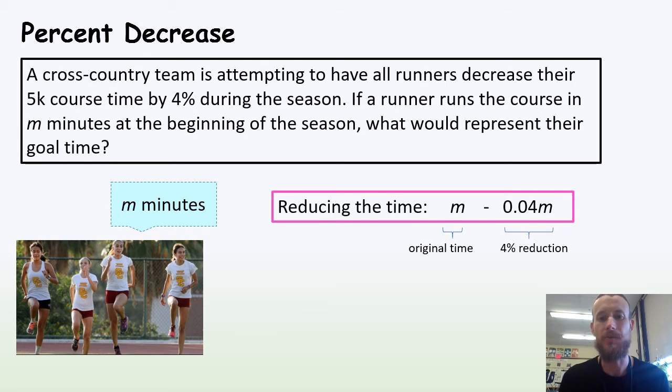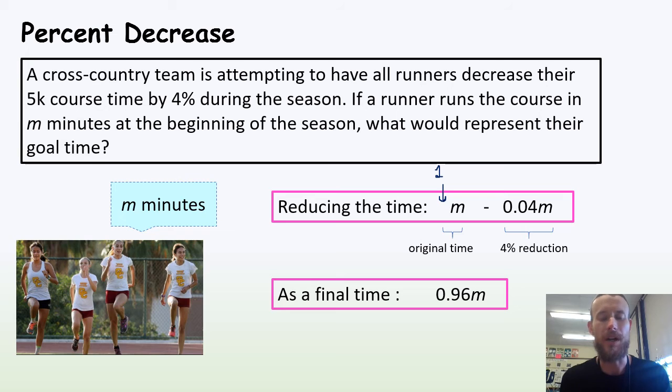Well, again, how else can we write this? Well, we can communicate it a little differently by remembering that this is worth 1. The coefficient of m is 1. So we can do the subtraction because we have like terms. What is 1m minus 0.04 m? Well, 1 minus 4% is basically 96%, 0.96 m. This would mean and communicate that a runner's new time will be 96% of their old time.